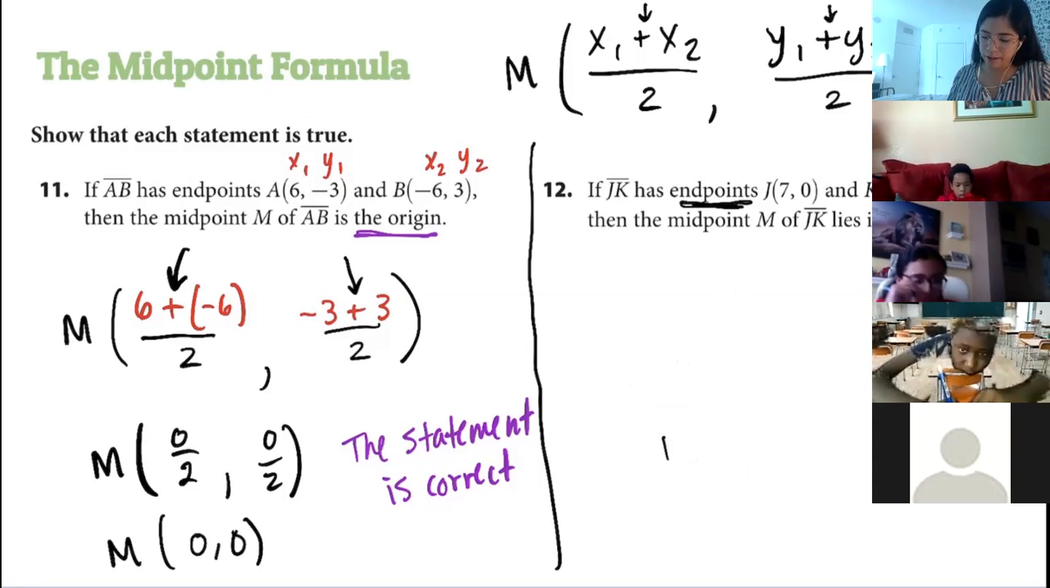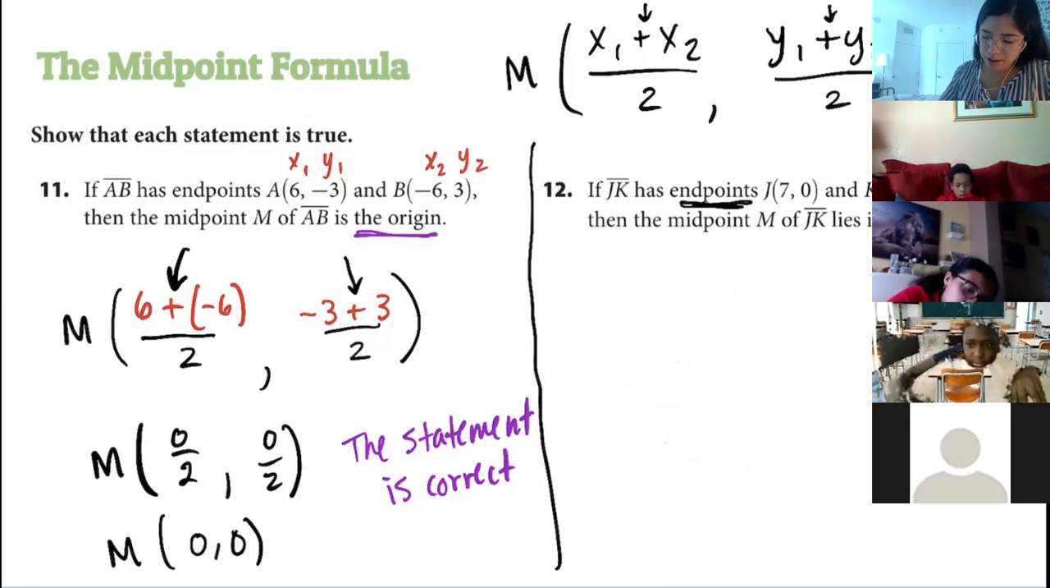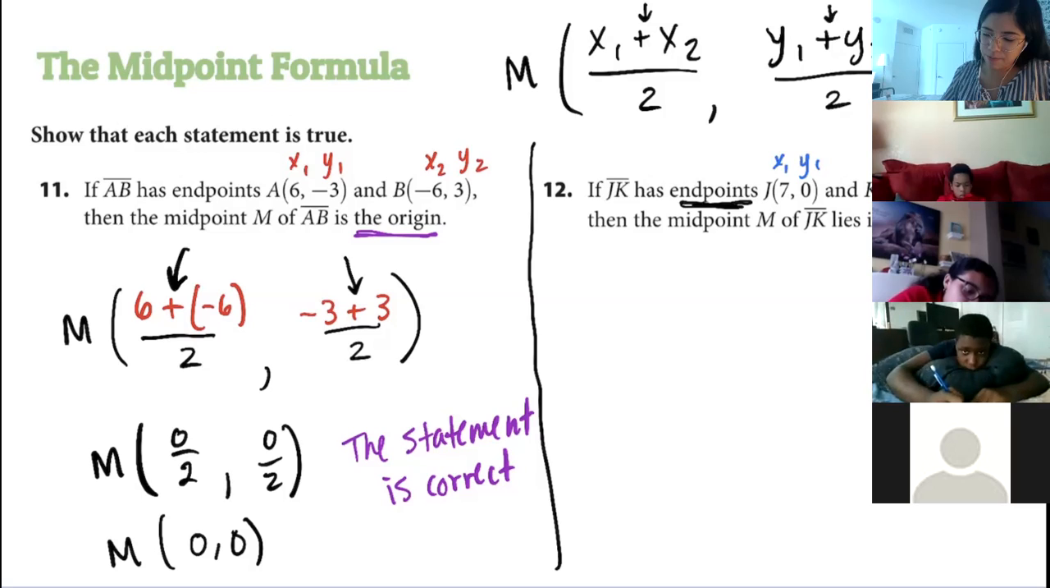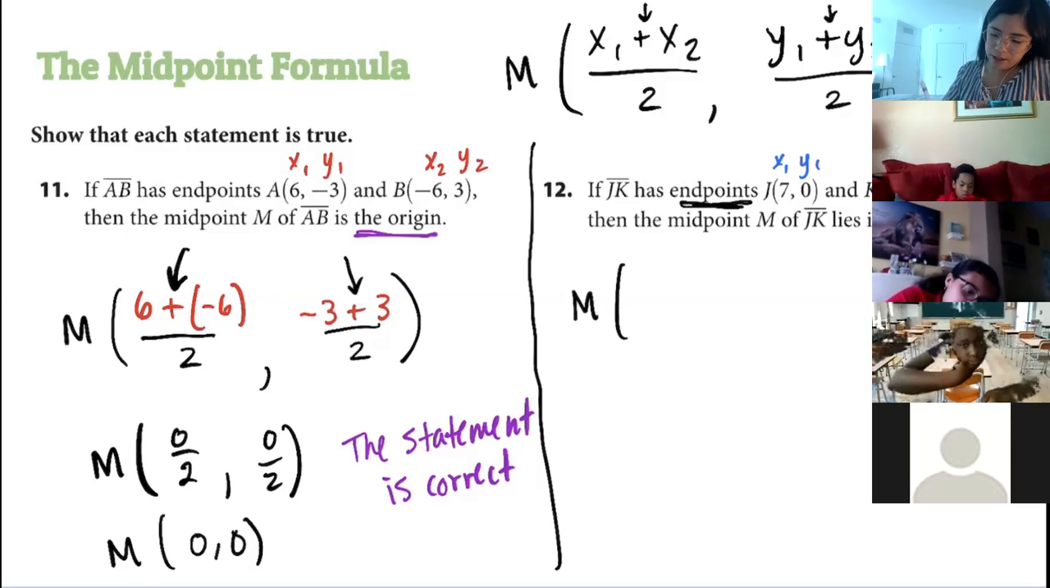So I have 2 points, J and K. I'm going to label them first. So J is going to be my x1, y1, and K is going to be my x2, y2. And I'm going to go ahead and plug everything in. So M is located at, what's my x1? 7. So I have 7 plus, so the plus is built into the equation.